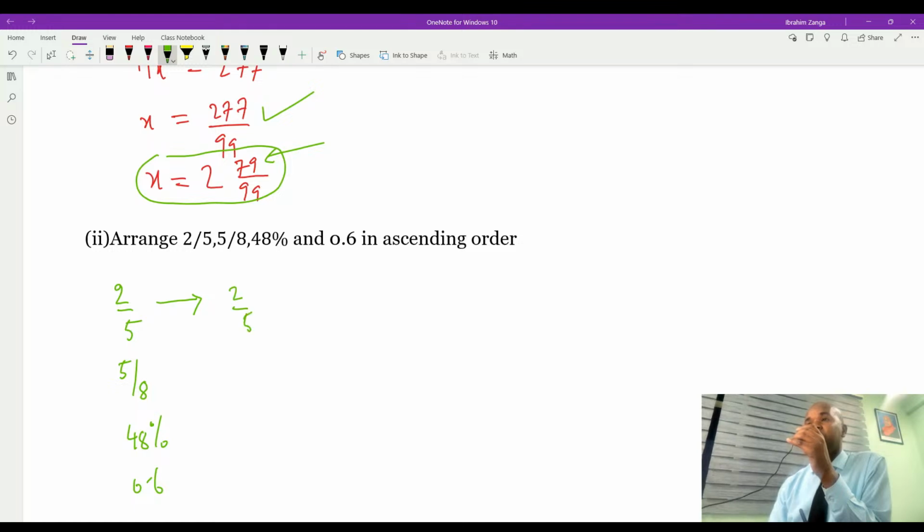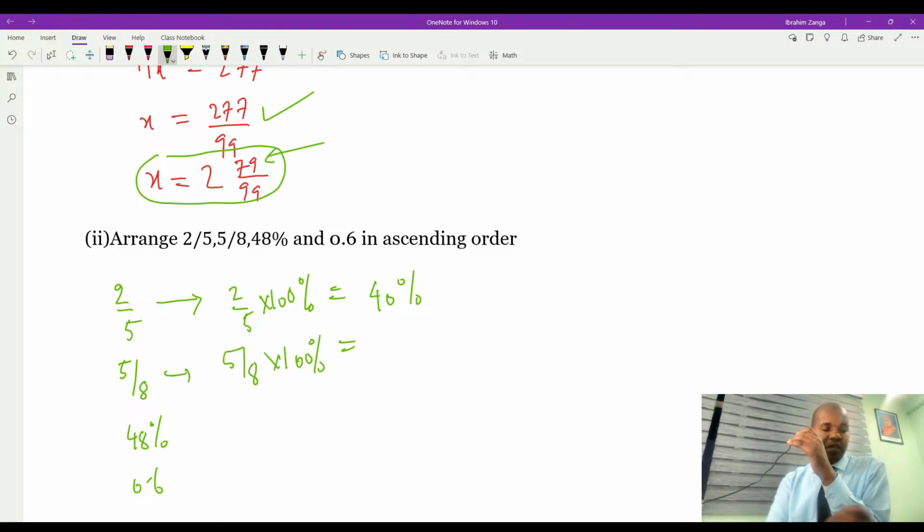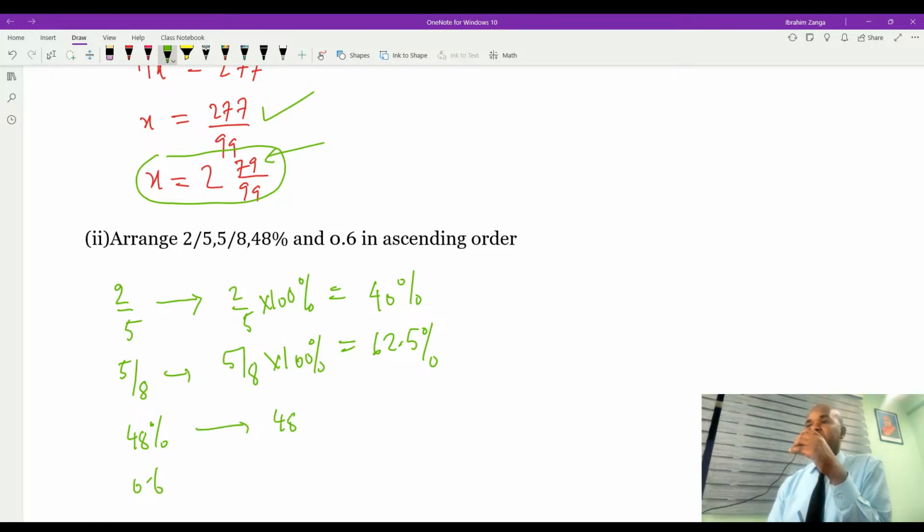So this will be equivalent to 2 over 5 times 100%, and eventually you'll be getting 40%. And having 5 over 8, we're going to multiply by 100%, and let us see how much this is going to be. 5 over 8, you're having 62.5%. And this is again 48%. This is 60%.